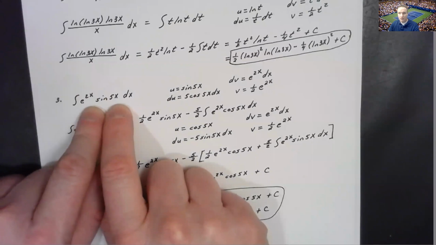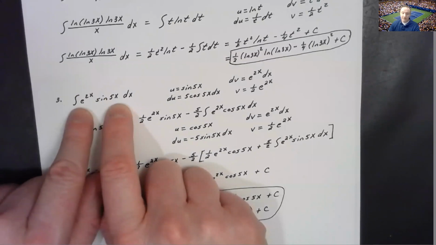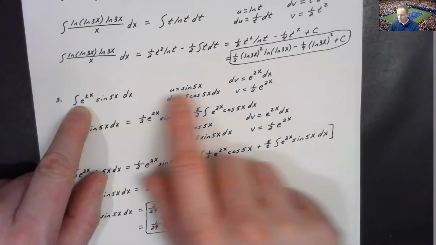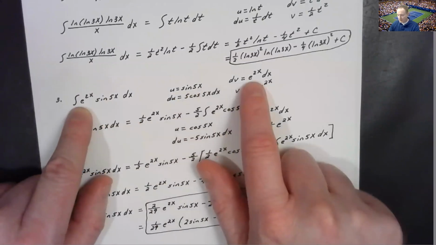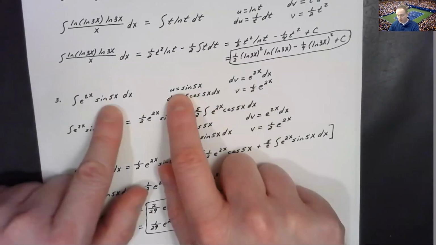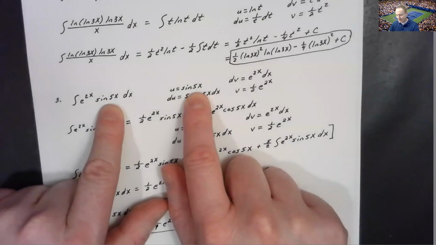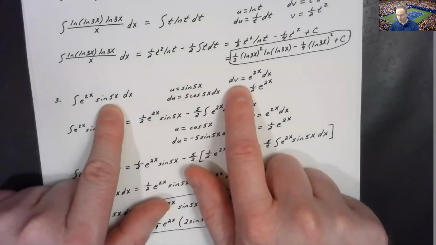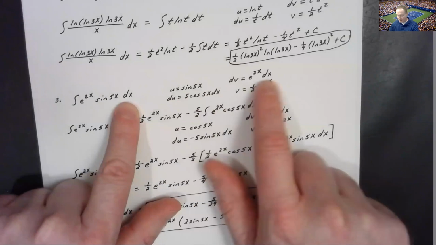When I'm thinking u, set u equal to, LIATE, I know that my trigonometric comes before the last letter in LIATE, e. So trigonometric function comes before exponential function. I'll set u equal to the sine of 5x. Then dv has to be everything else, the e to the 2x dx.